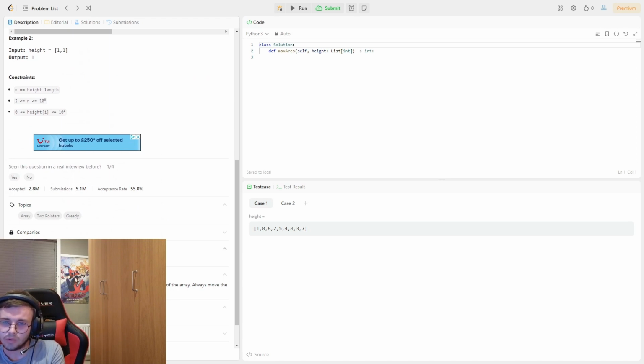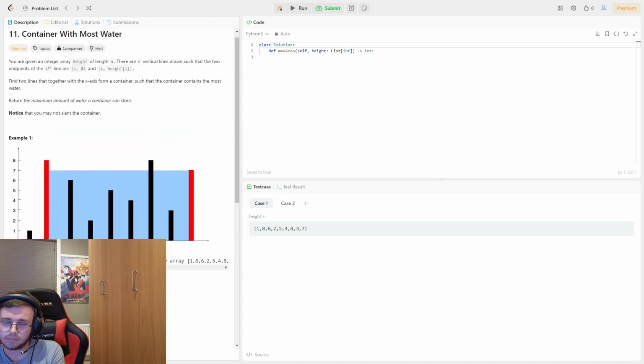Always move the pointer that points to the lower line. I guess if you're moving the higher one, hmm, this is starting to get a bit complicated.